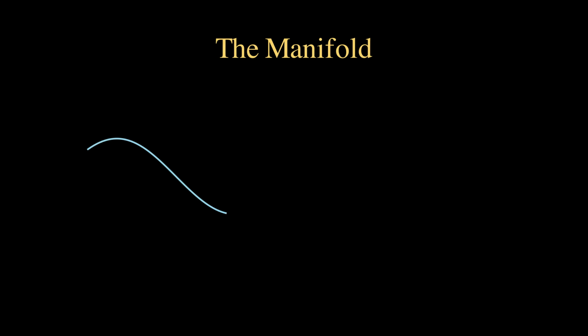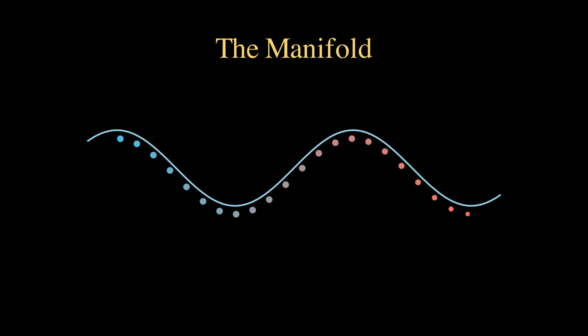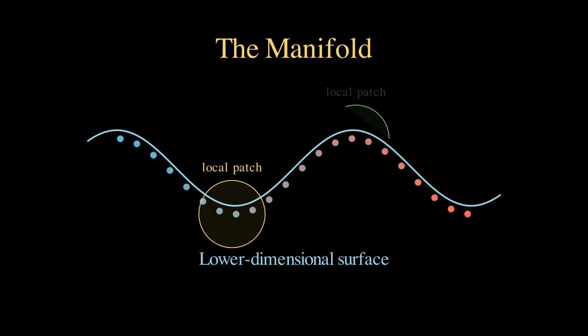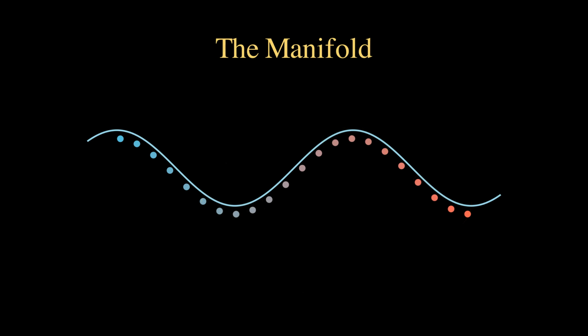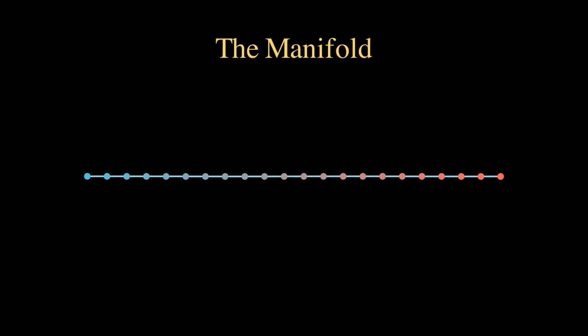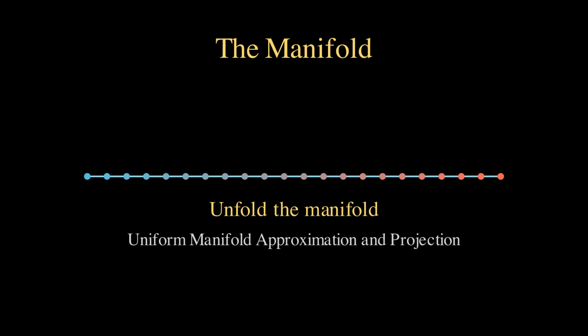Real-world data lives on a lower dimensional surface called a manifold, like points along a curved line embedded in a plane. UMAP treats each neighborhood as a small flat patch, then stitches the patches together and unfolds the whole thing. The name says it all: uniform manifold approximation and projection.